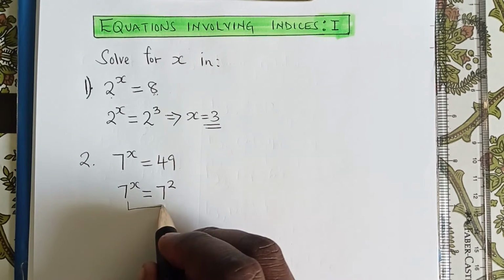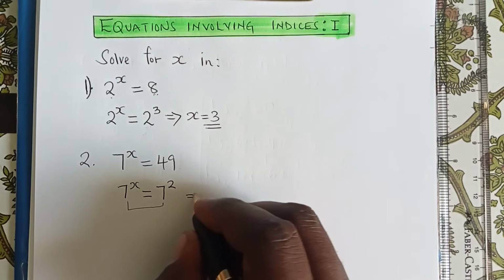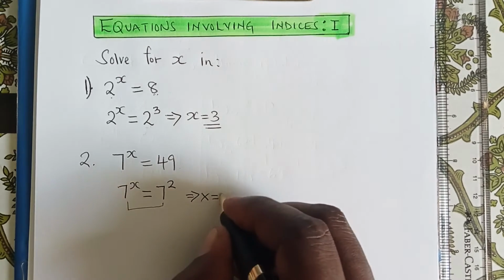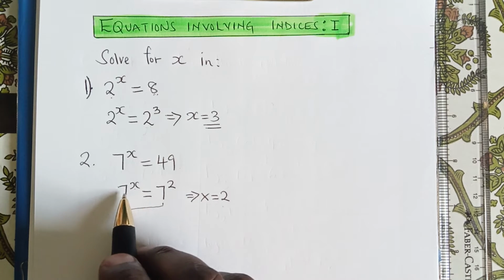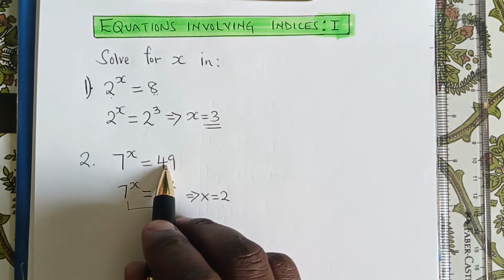Again, we now have the same base over here. That implies also that the powers are equal. Therefore, x is equal to 2. Therefore, 7 power 2 shall be equal to 49.